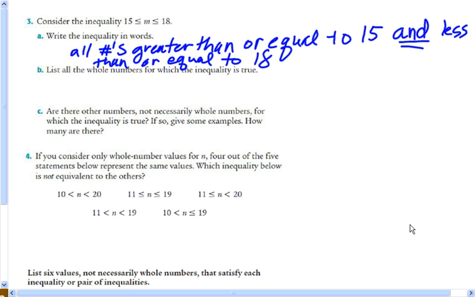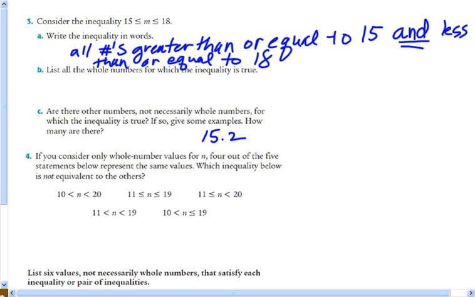And then it says list all whole numbers for which the inequality is true. I'll let you do that. Are there any other numbers, not necessarily whole numbers, for which the inequality is true? If so, give some examples. So numbers between 15 and 18 that aren't whole numbers, sure, like 15.2.